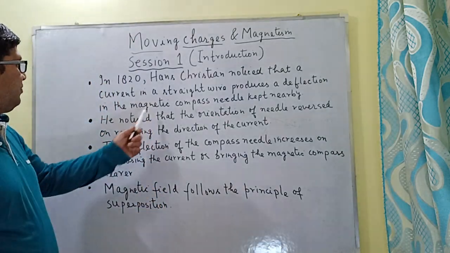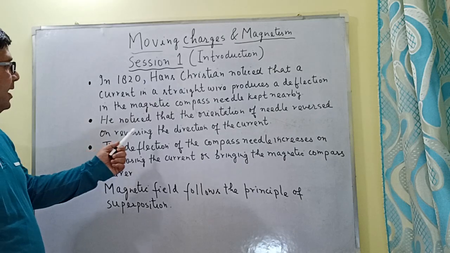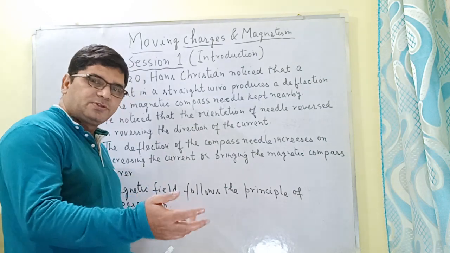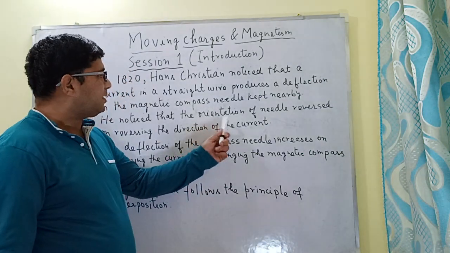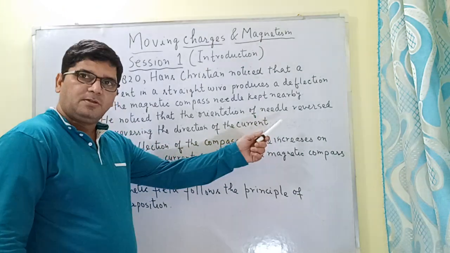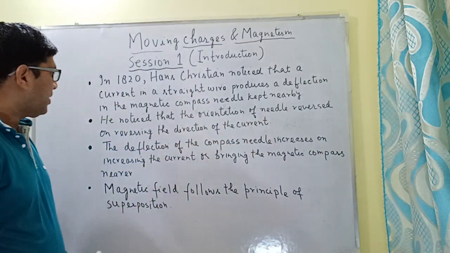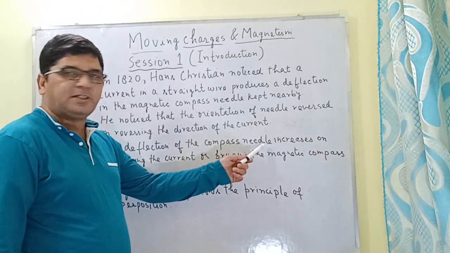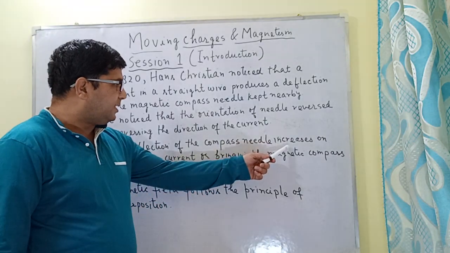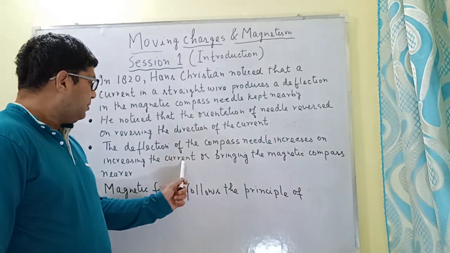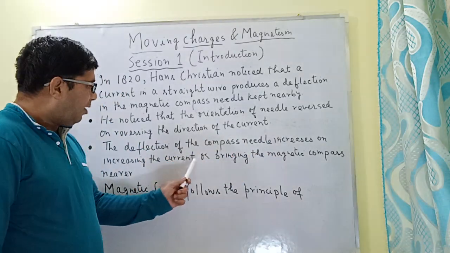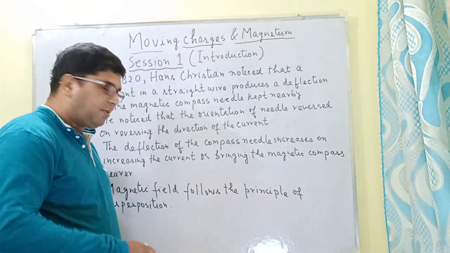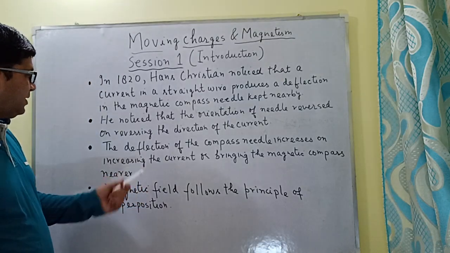So this was his first observation. The second observation was that he noticed that when the direction of that current was reversed, then the orientation of the needle also got reversed. That was his second observation. And the third was that the deflection of the compass needle increases on increasing the current or bringing the magnetic compass near that current carrying conductor. So this was his third observation.